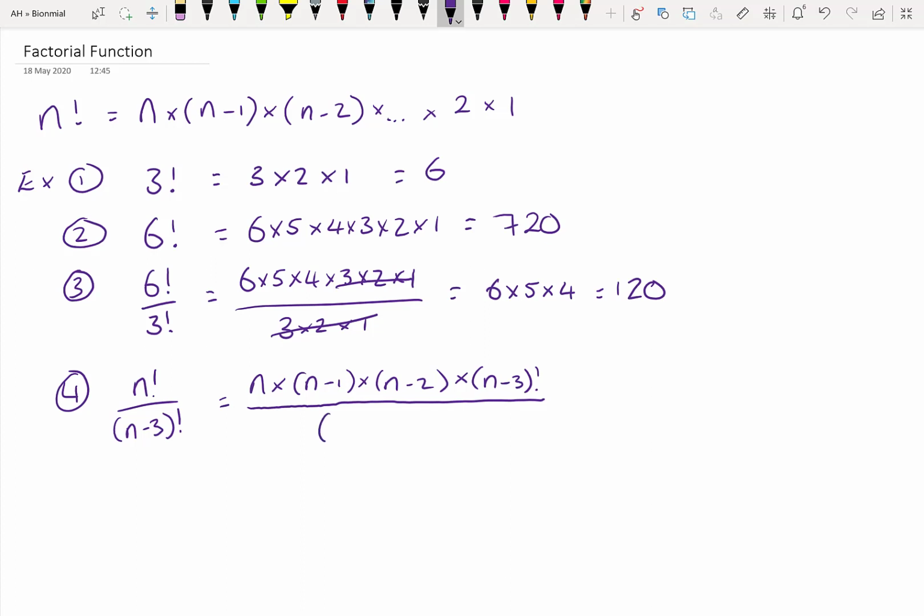All of this was divided by n minus 3 factorial, and so hopefully now it becomes a little bit more apparent why we decided to stop there, because we've got n minus 3 factorial on the top, n minus 3 factorial on the bottom, and they cancel out. And so that leaves me then with just n lots of n minus 1 multiplied by n minus 2 as our tidied up version.